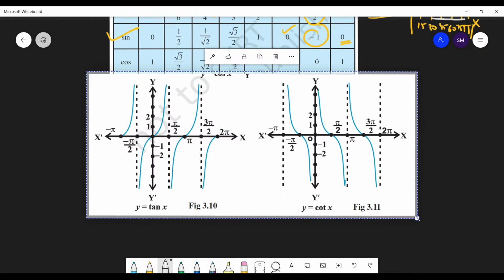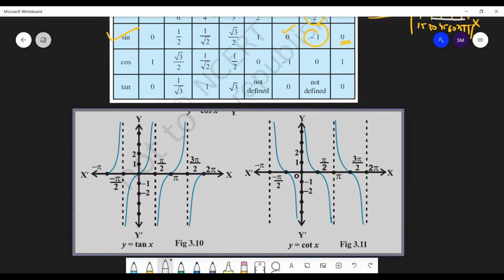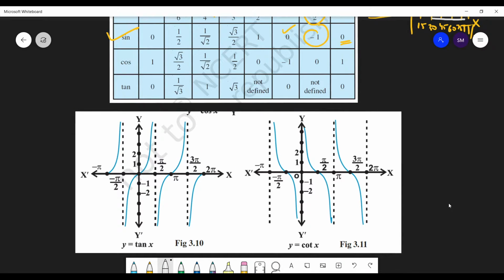See the graph of tan x. This is minus pi by 2 and this is plus pi by 2. So this is minus 90 degree, this is plus 90 degree. So now the same graph starts again. So here the periodicity is 180 degree, or you can say pi radians. After pi radians, the same graph starts. So the periodicity is pi.